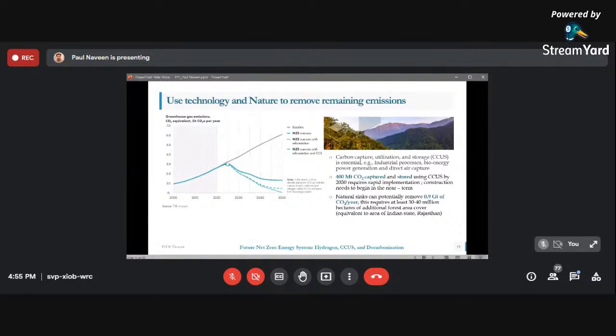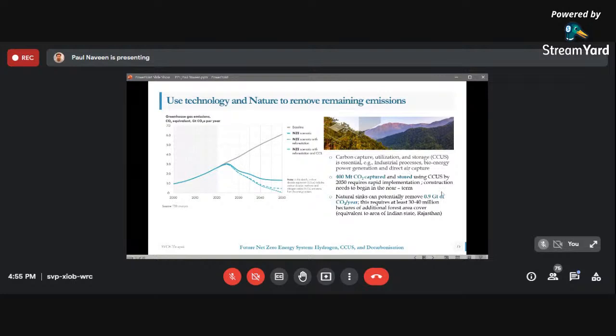Carbon capture, utilization, and storage is essential for both industrial purposes and every other way, so that we can directly capture carbon dioxide from the atmosphere and store it in our subsurfaces. So far, it is estimated that 400 million tons of carbon dioxide can be captured and stored by this technology. Why we especially have to go for this technology is, as we see in the third point, natural sinks like forests, plants, and all other carbon dioxide absorbers that are there in our environment.